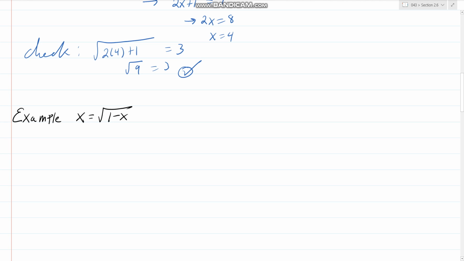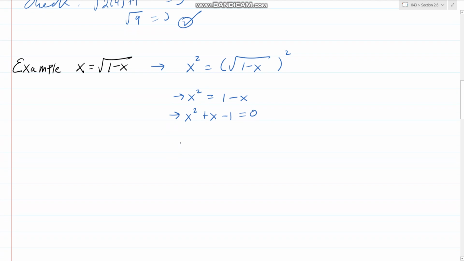Let's look at another example. We have x equals the square root of 1 minus x. Well, the square root is already isolated, so I'm going to square both sides. Okay, and now I have x squared equals 1 minus x. Now I can't just determine what number that is, so I'm going to have to move everything to the left-hand side: x squared plus x minus 1 equals 0. I can determine what x must be using the quadratic formula or completing the square. So I'm going to use the quadratic formula, which I described how to do in the previous video. So b would be 1, so we get negative 1 plus or minus the square root of 1 squared minus 4 times 1 times negative 1, over 2 times 1.